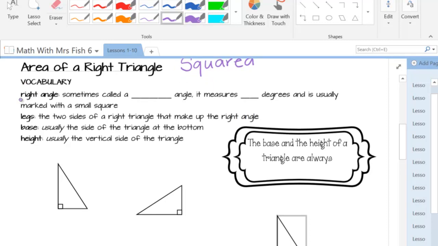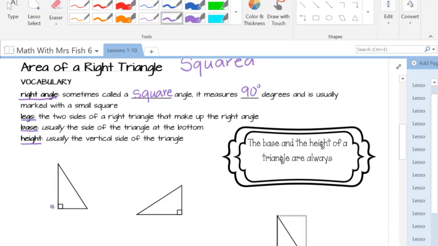You can see that we have some vocabulary here. Right angle, legs, base, and height. I do ask for some participation from the students. Sometimes a right angle is called a square angle, and it measures how many degrees? And we'll see if somebody knows that it measures 90 degrees. We're not really talking about degrees in this lesson, but they should have learned that in 5th grade. The right angle is usually marked with a small square, so you can see that little square right there, and in the other triangles when they are right triangles.